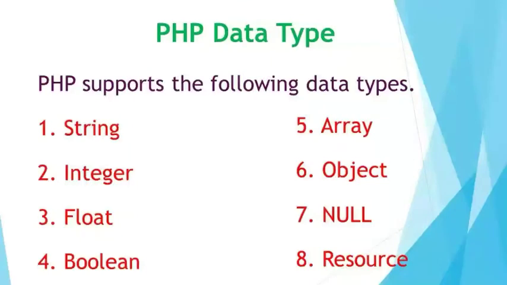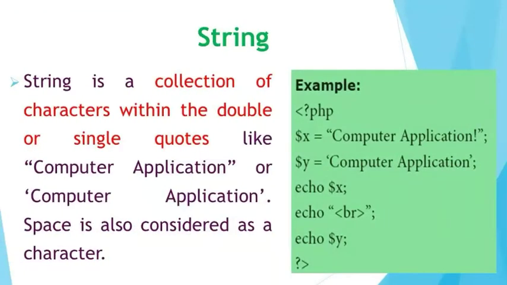Next, PHP data types. PHP scripting language supports the data types: string, integer, float, boolean, array, object, null, resource. What do you mean by string data type? String is a collection of characters enclosed within double or single quotes. See here, this computer application, you can write this string within double quotes or within single quotes. Between this computer and application, space is there. This space is also considered as a character.